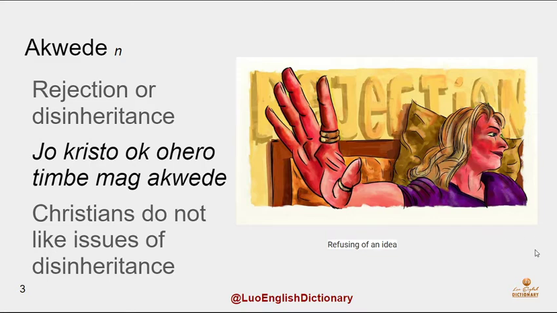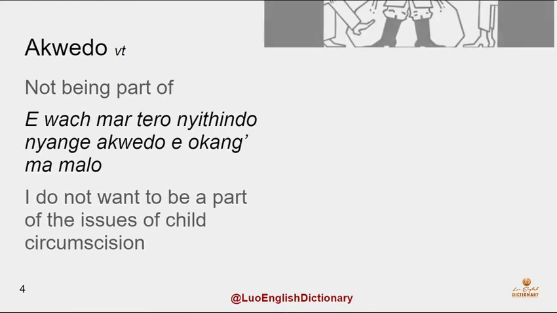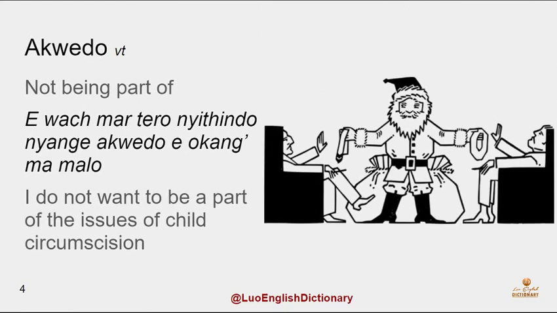So our next word is akwedo. Akwedo. So akwedo is if you want to dissociate yourself from something, you say akwedo. E wach mar tero nyithindo nyange, akwedo e okang' mamalo. E wach mar tero nyithindo e nyange, akwedo e okang' mamalo. So that is being dissociated with circumcision.